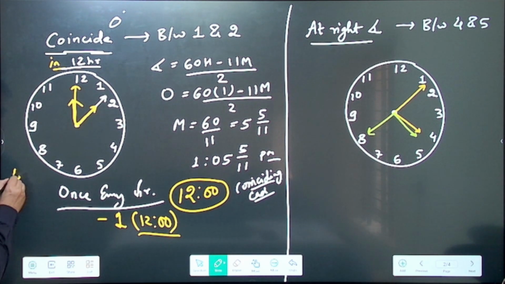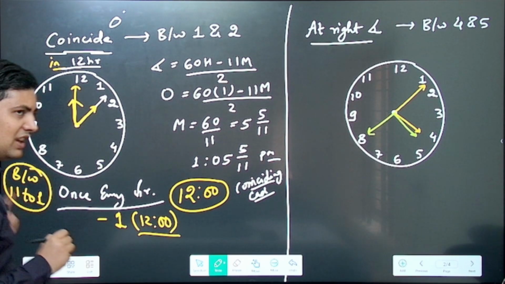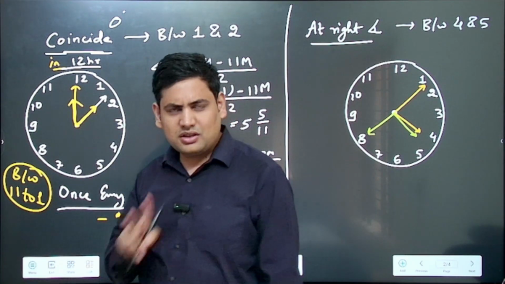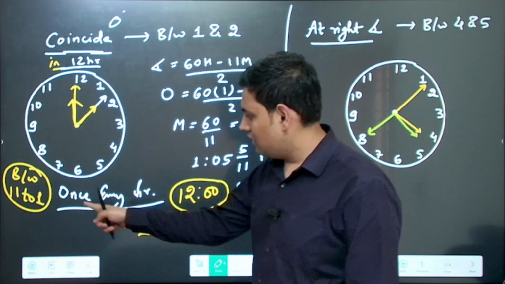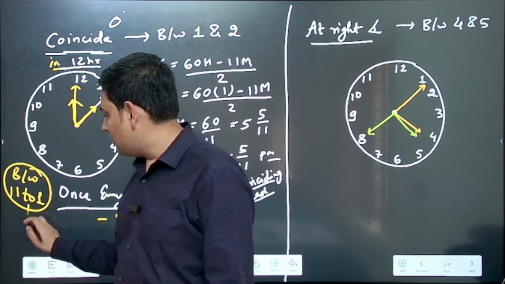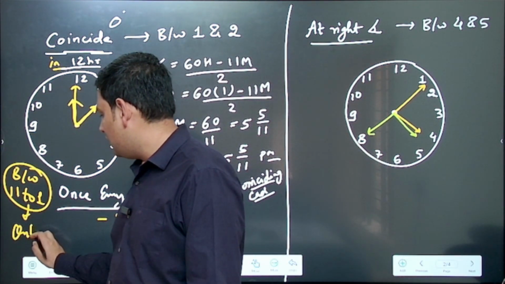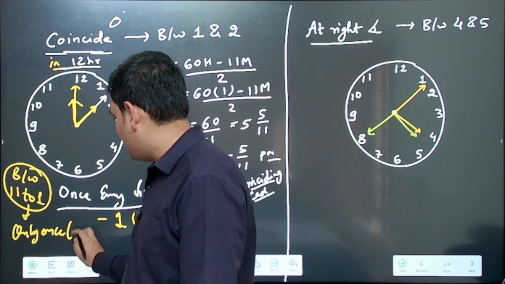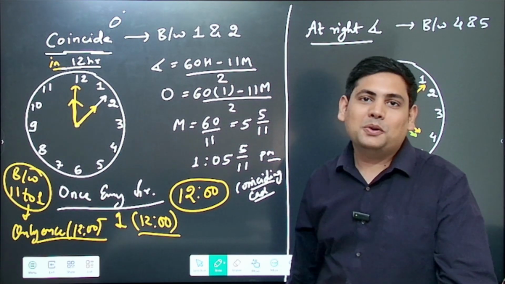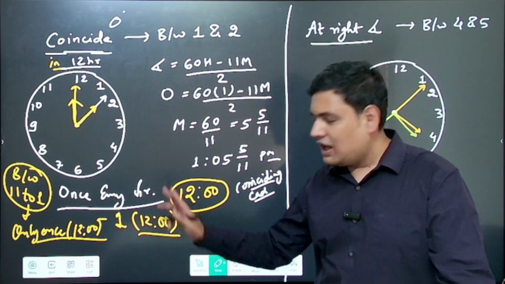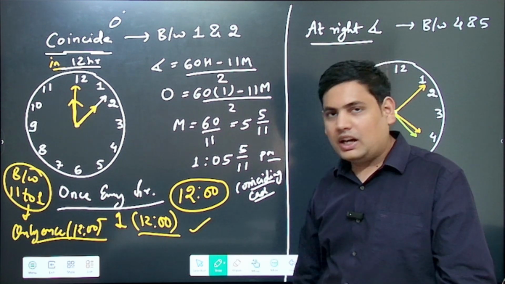That is, if I ask you between 11 to 1, ideally this is 2 hours. So it should coincide twice according to this, once every hour, but it actually coincides only once, and that is at 12 p.m. and that is the whole issue. So that one I'll have to subtract, and then I will get to the right answer.